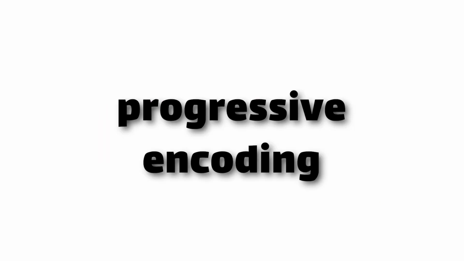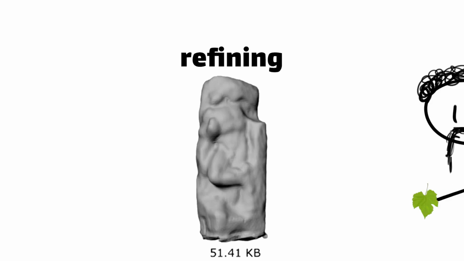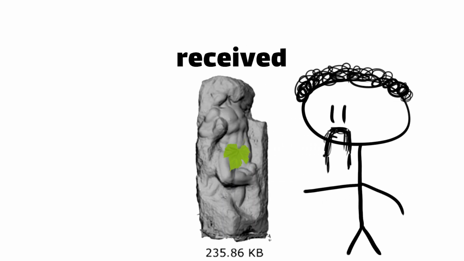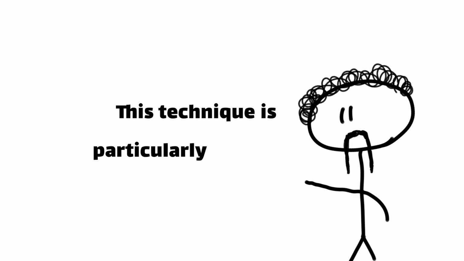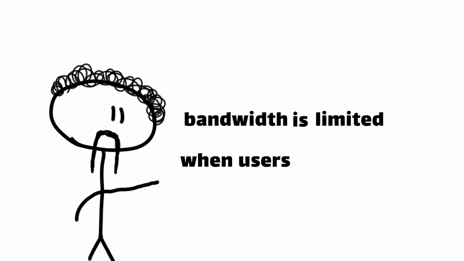Number 2. Progressive encoding. Progressive encoding is a JPEG feature that allows for the gradual transmission and display of an image, starting with a low-quality version and progressively refining the quality as more data is received. This technique is particularly useful in scenarios where bandwidth is limited or when users need to quickly access the content of an image before downloading the full-quality version.